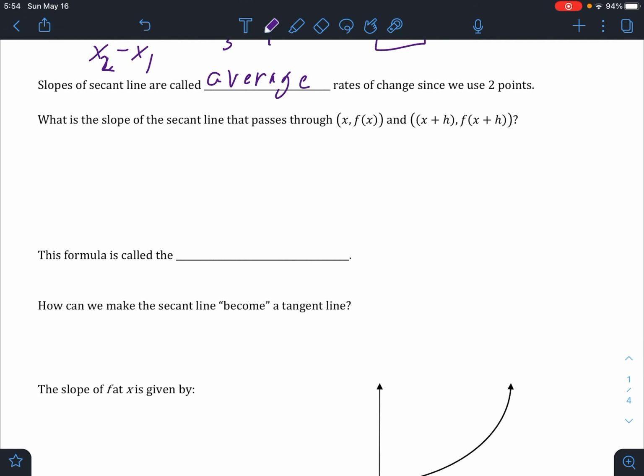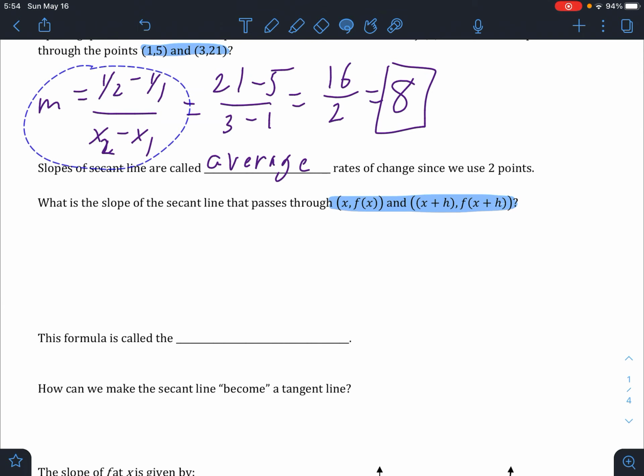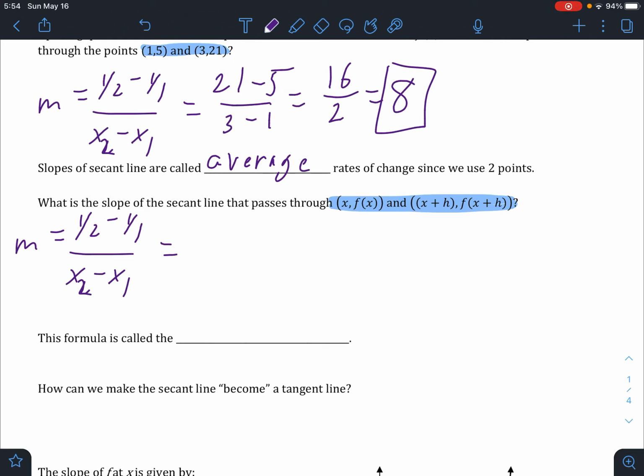Second question here, what's the slope of the secant line that passes through these 2 points? It's the same problem as the last problem. It's just giving us 2 points, and we're asked to use the slope formula again. So we can grab our slope formula if needed. And again, it's just y1 minus y2, or y2 minus y1, doesn't really matter, over x minus x.